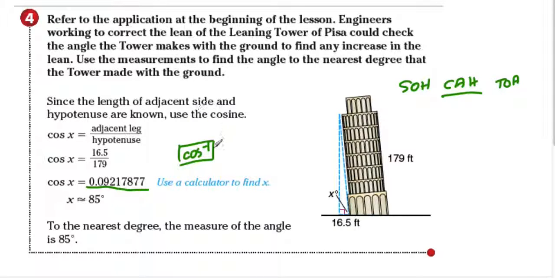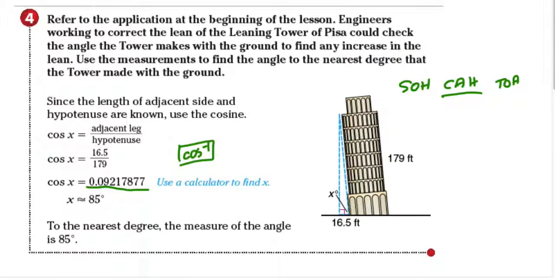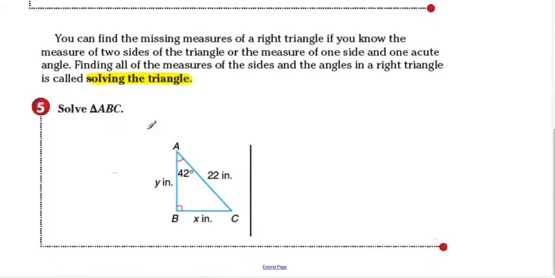And let's take a look at the next example, which is example number 5. Where is example number 5? It's probably at the bottom of example number 4. Yes, it is. You can find the missing measures of a right triangle if you know the measure of two sides of the triangle, or one side and one acute angle, and then find all of the measures of the sides and the angles in a right triangle. We call that solving the triangle.